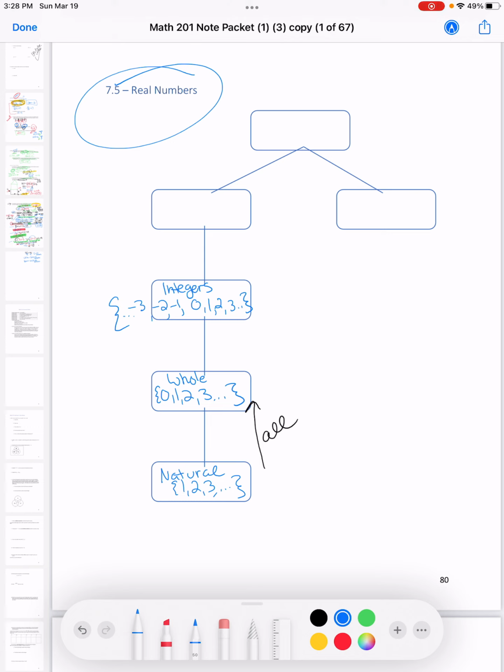Every natural number is a whole number and an integer. So 27 is a natural number, a whole number, and an integer. It's not true going down. -3 is only an integer. It is not a whole number and it's not a natural number.